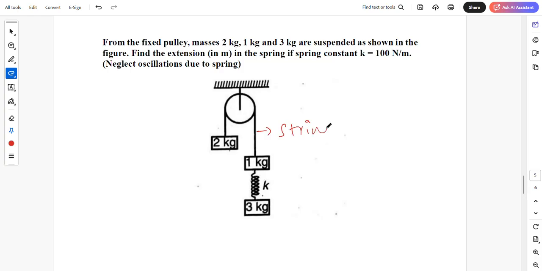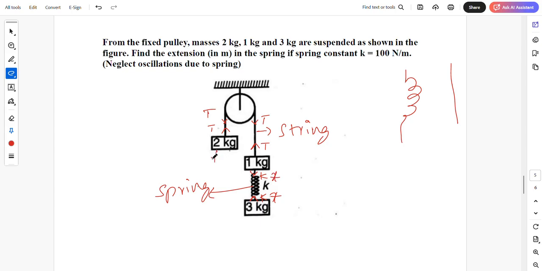What will be there in the string? In the string, tension will be there. Same string, same tension. Different string, different tension. This is spring. It is written like this, spring, and this string is just like this. Hope you understood. Here spring force will be there, kx, and here also kx.